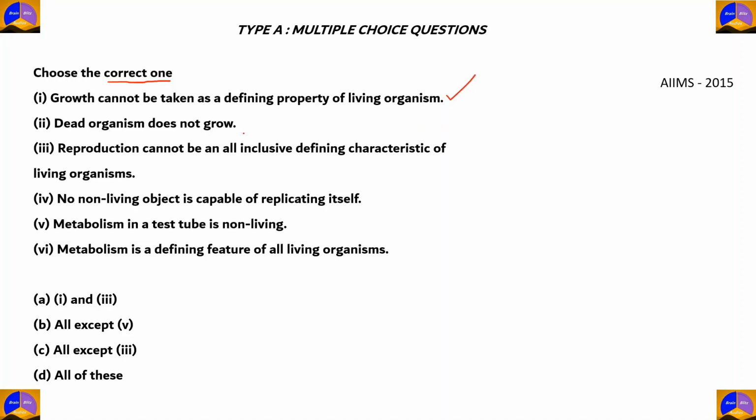A dead organism does not grow. This statement is also correct. Reproduction cannot be an all-inclusive defining characteristic of living organisms. Now, this statement is true because there are many organisms which are living but cannot reproduce, such as ligers, mules, etc. So the statement is correct. No non-living object is capable of replicating itself. The statement is also correct because no non-living object is capable of reproduction.